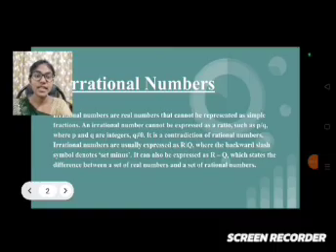Irrational numbers. Irrational numbers are real numbers that cannot be represented as simple fractions. An irrational number cannot be expressed as a ratio, such as p by q, where p and q are integers and q is not equal to 0. It is a contradiction of rational numbers.